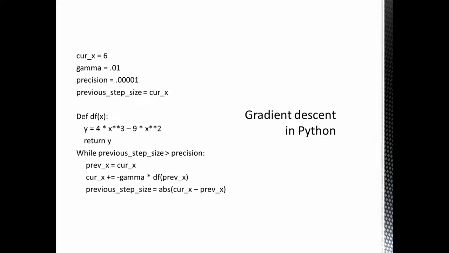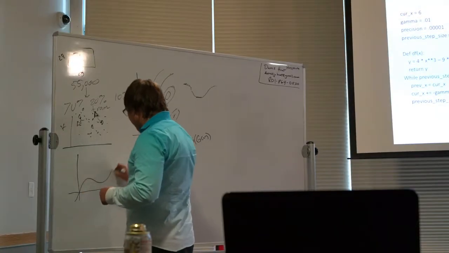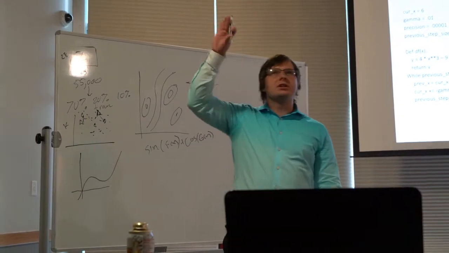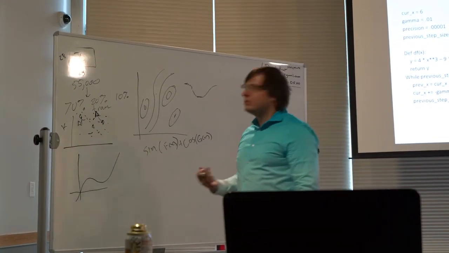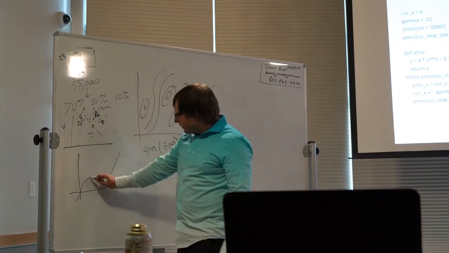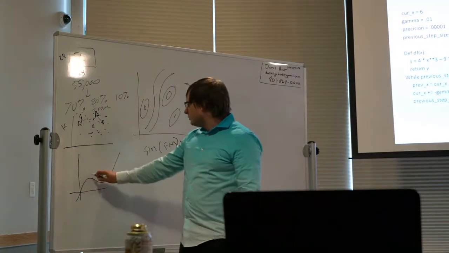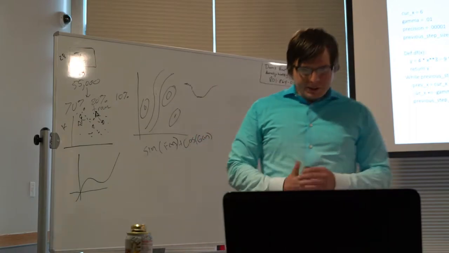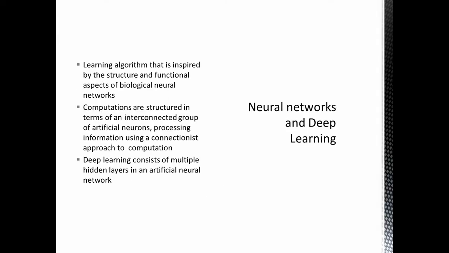So this one is using 4x cubed minus 9x squared, which is something like this. The highest power itself tells you if it's squiggly or if it's a parabola. It's odd, so it's squiggly. So basically all this one is doing is exactly like that. It's moving from here, going down to there. So that's the gradient descent we'll be using.